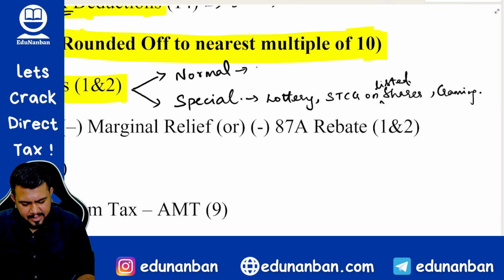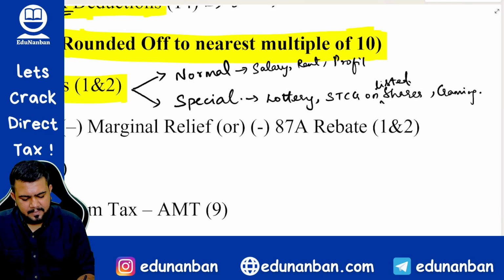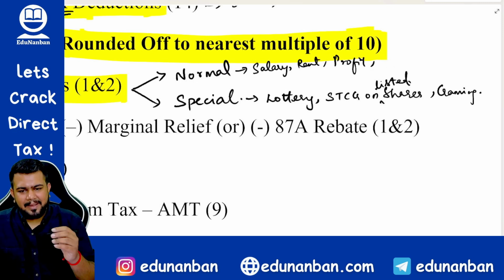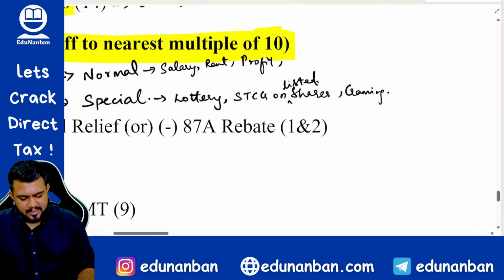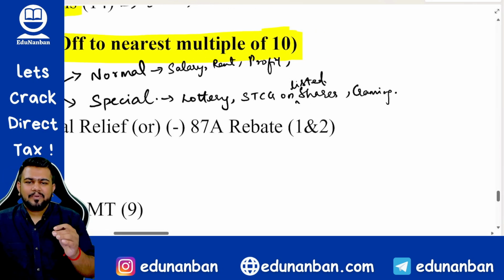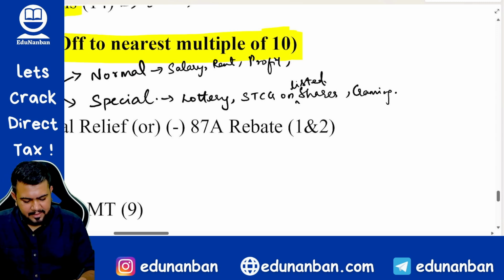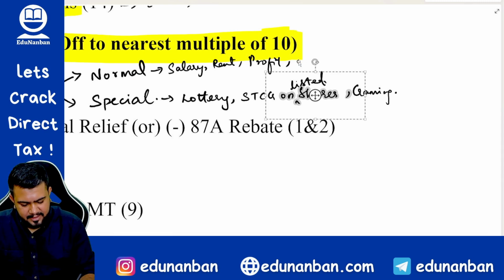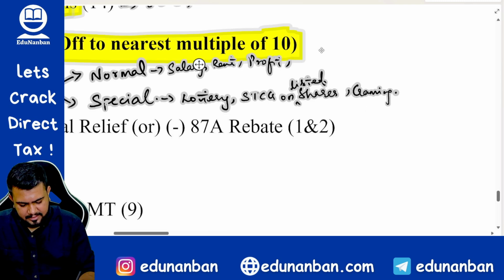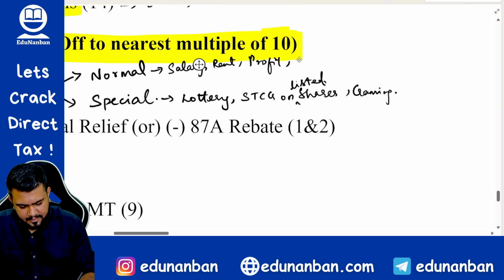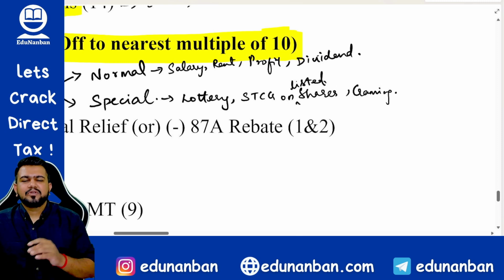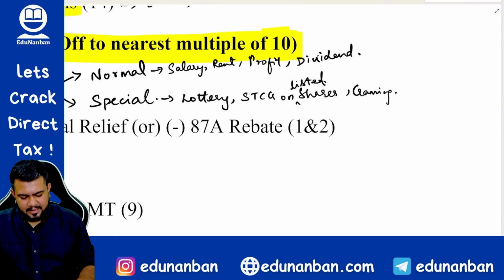Sir, what is normal income? For example, salary, rent, profit in business, capital gain. Not capital gain, actually, certain capital gains are there and certain are not. So salary, rent, profit, dividend, etc. So these are all normal category incomes.